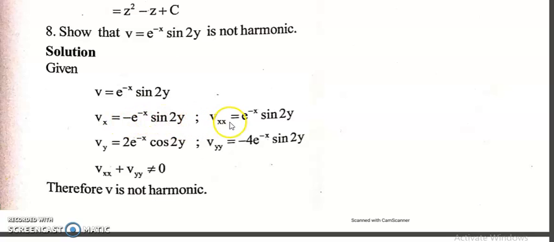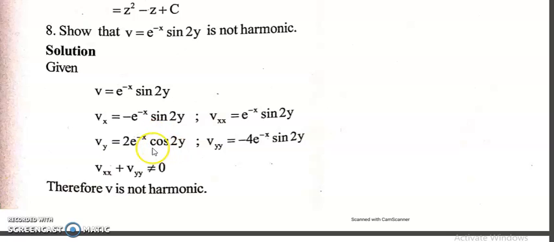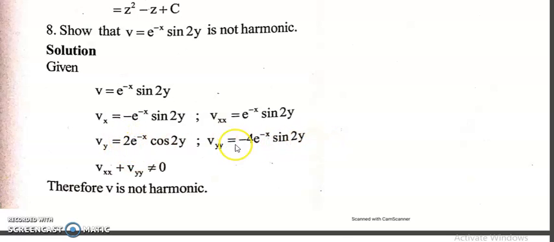Now vxx, derivative of e power minus x once again, e power minus x into minus 1, minus into minus, plus. So e power minus x sine 2y. vyy means once again with respect to y. vy with respect to y, cos 2y derivative is minus sine 2y. So we get minus sine 2y into 2. So already you have a 2 here, so you get 4.